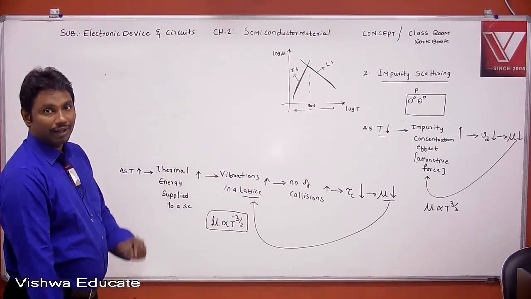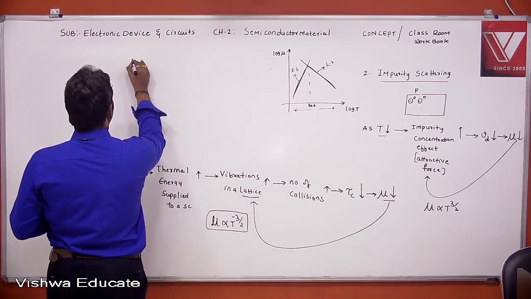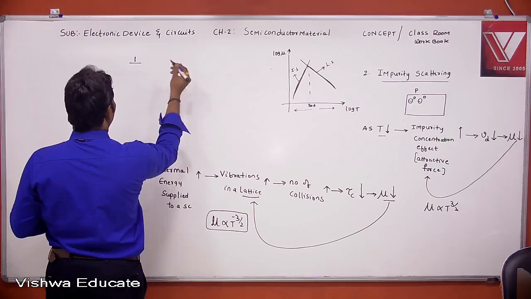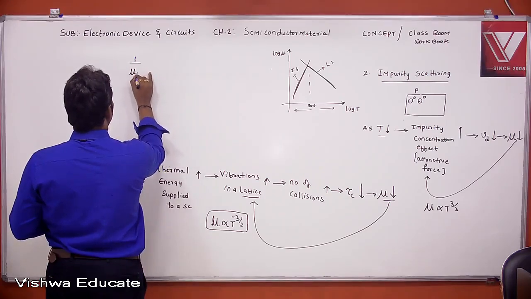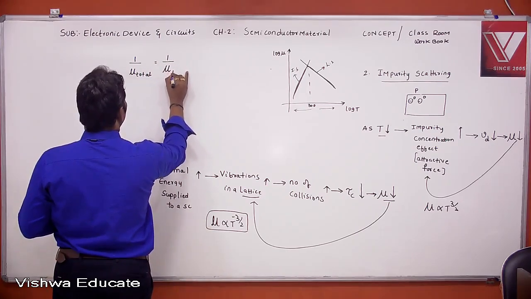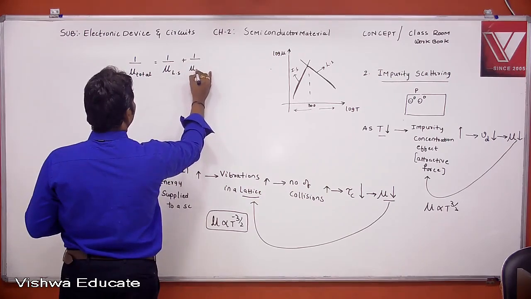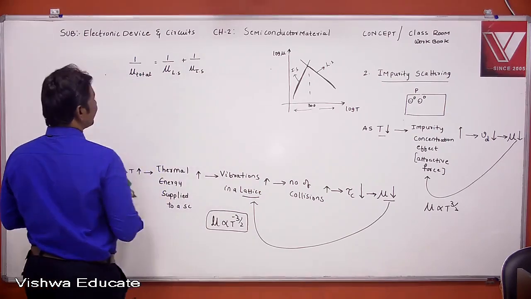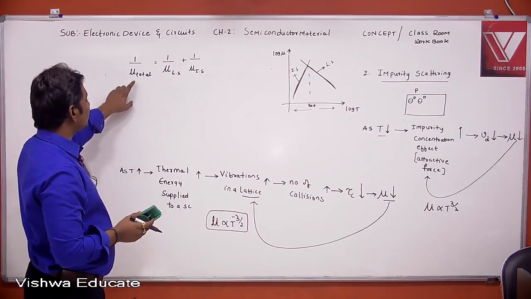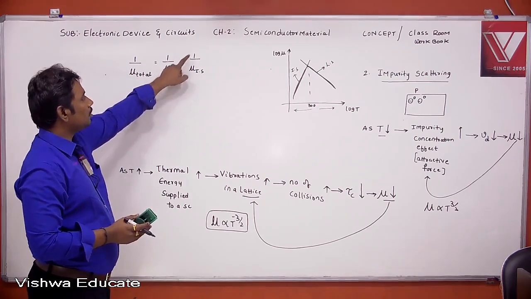Right, copied. Next, note. Tell me, what is the total mobility offered by a charge carrier in a semiconductor due to both lattice scattering as well as impurity scattering? This is the equation: 1 by mu total equals 1 by mu LS, the mobility due to lattice scattering, plus 1 by mu IS, the mobility due to impurity scattering. Because in a semiconductor, two scatterings will occur.